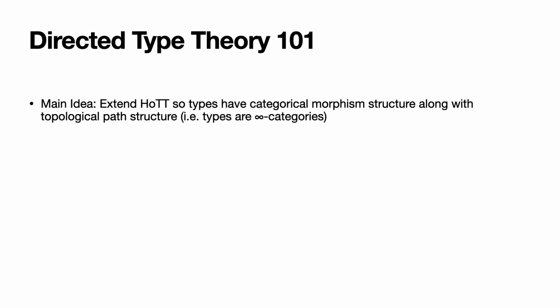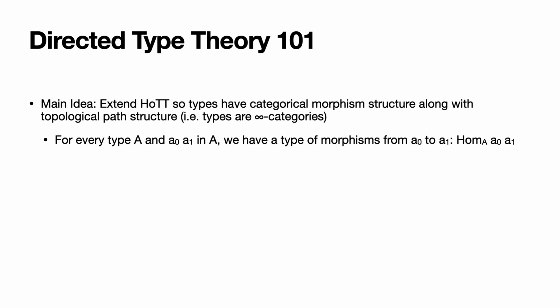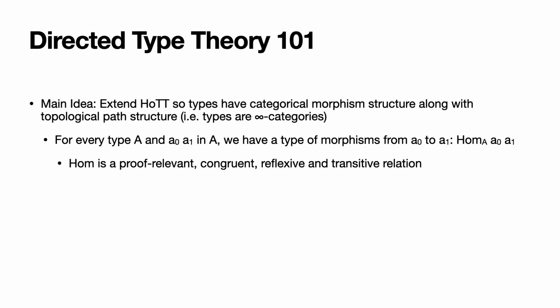And so now for directed type theory, as I mentioned before, it's an extension of HoTT so that types additionally have categorical structure. So there's morphisms along with the topological path structure. In particular, this makes it so that types, we think of them as infinity categories. And so for every two terms, A0 and A1, in a type, we also have a type of morphisms from A0 to A1. And in this case, it is a proof-relevant, congruent, reflexive, transitive relation. But it's not symmetric, as we can't always invert a morphism.